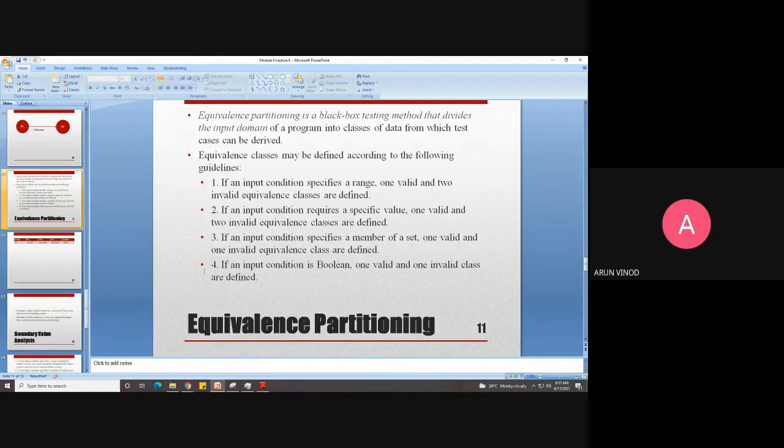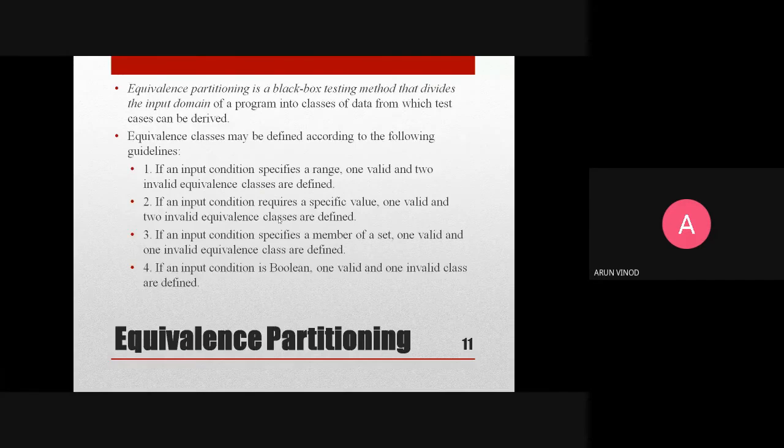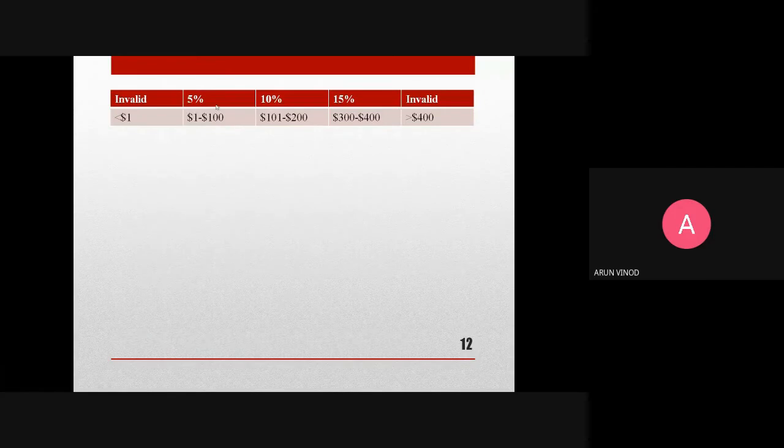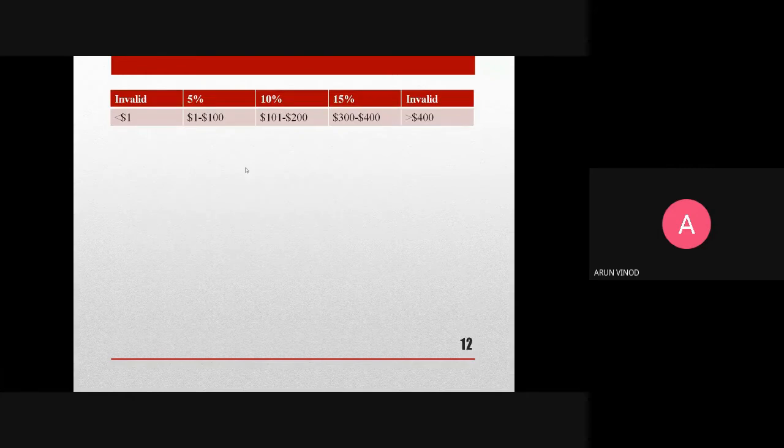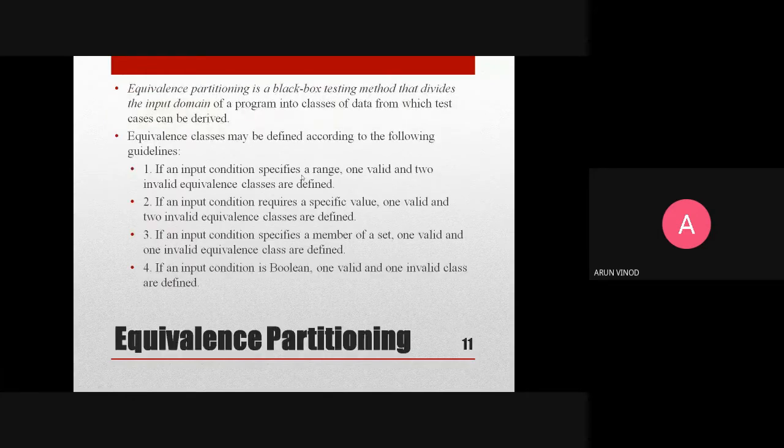Let us discuss the guidelines of it. If an input condition specifies a range, that means, so here I have given a range, right? 1 to 100, fine. So if the input condition specifies a range, 1 valid and 2 invalid equivalence classes are defined. Okay, so 1 valid and these are the valid things, and these are the invalid things, right? So 1 valid and 2 invalid equivalence classes are defined.